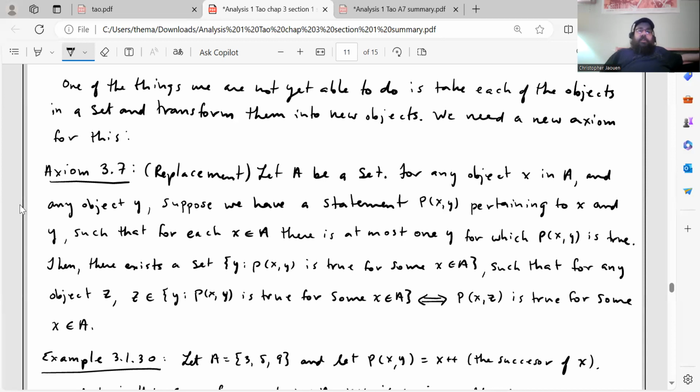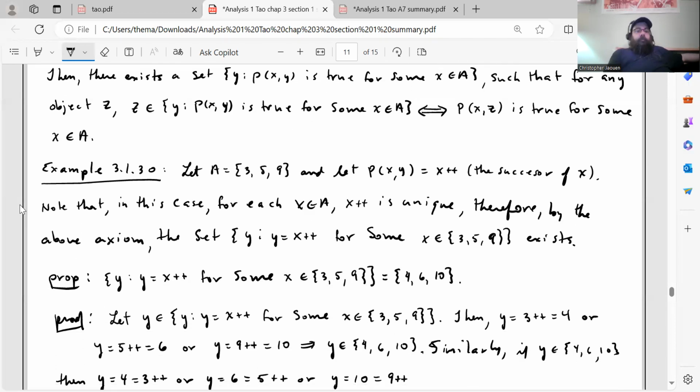Then there exists a set, which we're giving the name here, this is the set of all Y such that P of X, Y is true for some X an element of A, such that for any object Z, Z is an element of the set of Y such that P of X, Y is true for some X in A, if and only if P of X, comma, Z is true for some X in A.